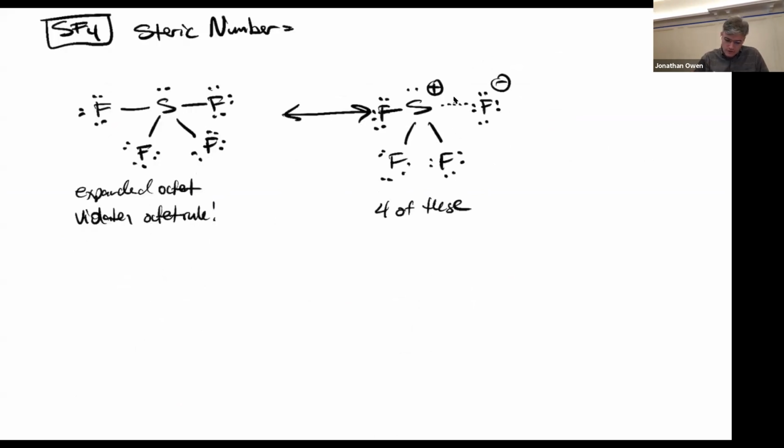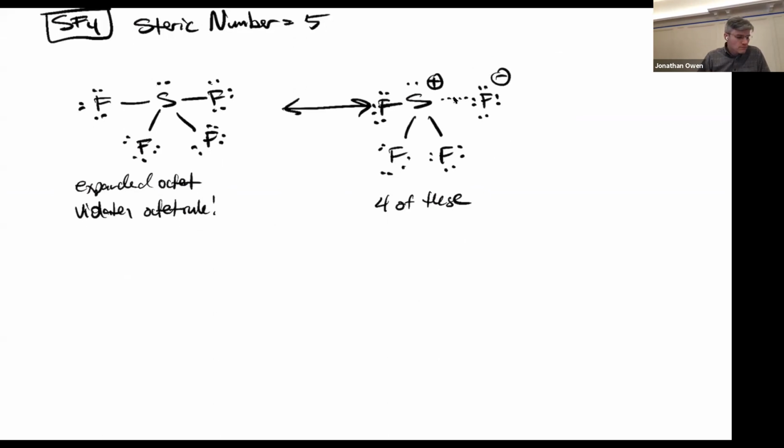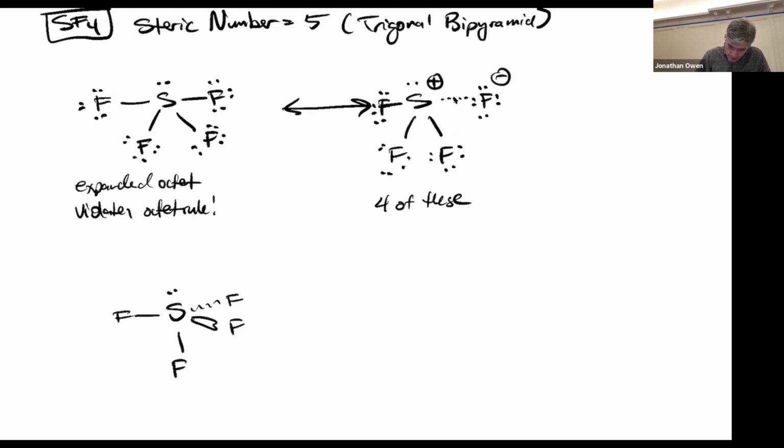Now, what shape is this thing gonna take? Steric number, 1, 2, 3, 4, 5. You got four bonds and a lone pair, so a steric number of five. And what shape is five? Steric number of five, what's the ideal shape? Trigonal bipyramid. Okay. So there's two ways to write a trigonal bipyramid for SF4. One of them is where the lone pair is on top in axial position. And the other one is where it's not on top, but in an equatorial position.